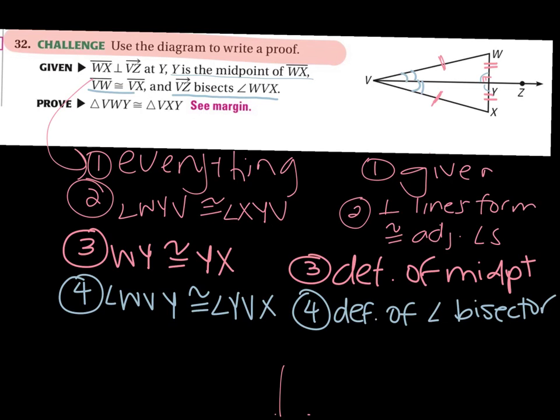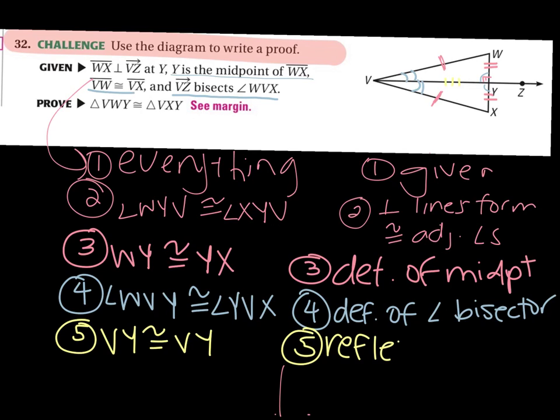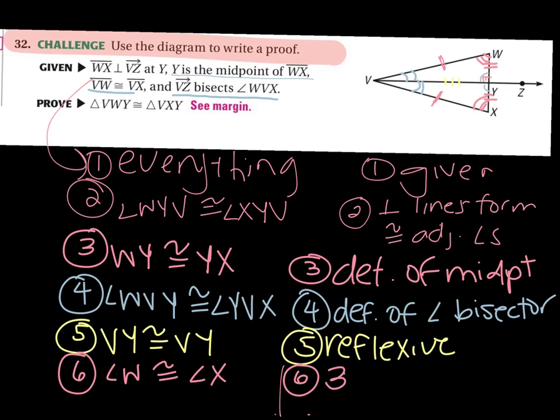Now let's look back at the picture and see if there's any additional information that's there that we could use. I've got this reflexive side, so I can say VY is congruent to VY, and that would be reflexive. So now I've got three pairs of sides and two pairs of angles, but I still haven't used that last thing, which is the third angles theorem, which says that if two angles in two triangles are congruent, then the last pair would also be congruent. So angle W is congruent to angle X, and that's third angles theorem.